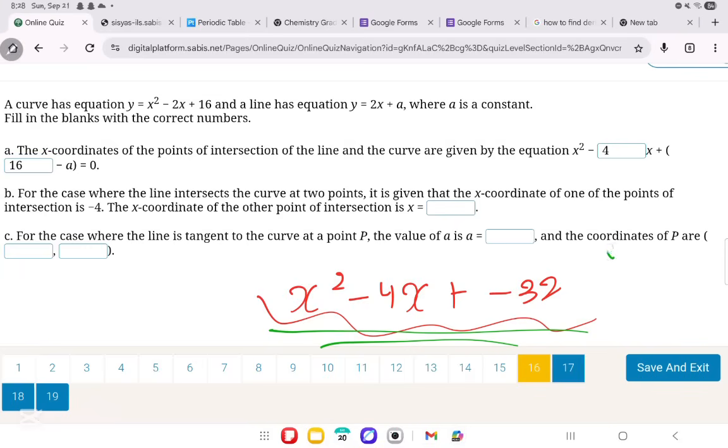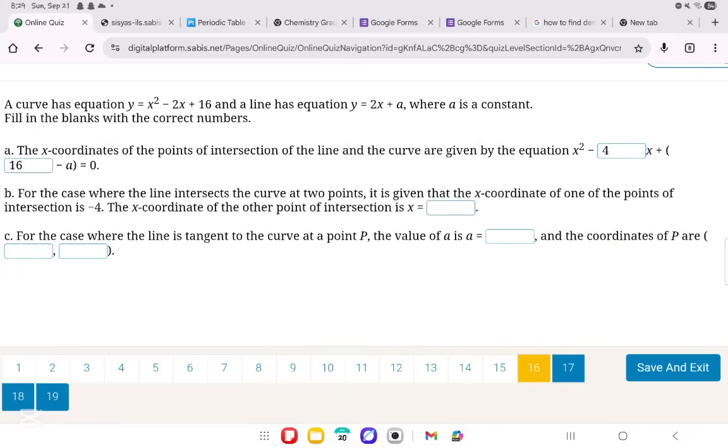you're supposed to get two answers: x1 is equal to 8, and x2 is equal to minus 4. Okay, so these are the two answers. x1 is minus 4 and x2 is 8.